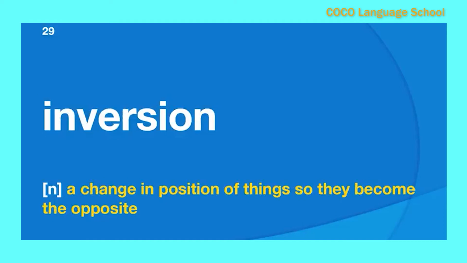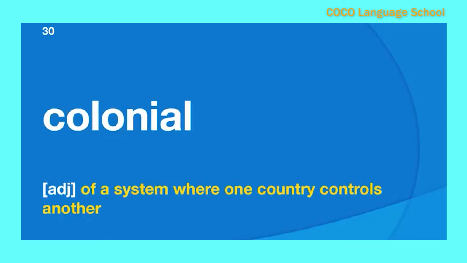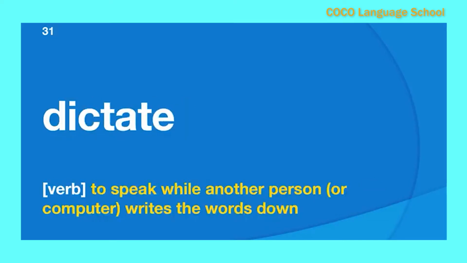A change in position of things so they become the opposite. Inversion. Of a system where one country controls another. Colonial. To speak while another person writes the words down. Dictate.